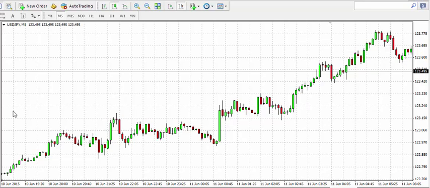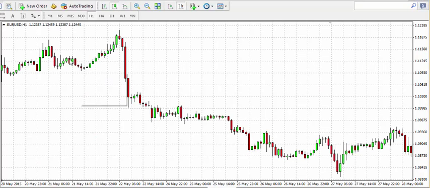Another way to look at that is that you want your levels of resistance to become levels of support in an uptrending market. So for instance, here is a level of resistance, over here it's a level of support. Here is a level of resistance, here it is a level of support. That shows you your levels of support and resistance in an uptrending market.